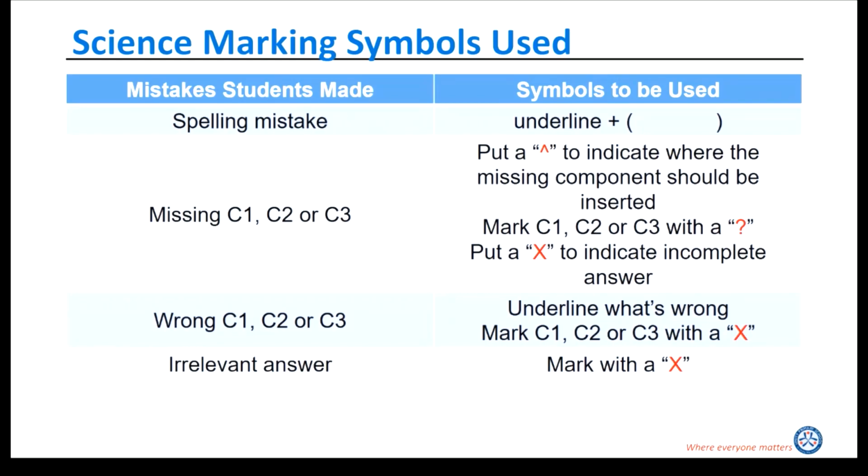The teacher will then mark C1, C2, or C3 with a question mark and put a cross to indicate an incomplete answer. For wrong C1, C2, or C3, the teacher will underline what is wrong and mark C1, C2, or C3 with a cross. And lastly, for an irrelevant answer, the teacher will mark the answer with a cross.